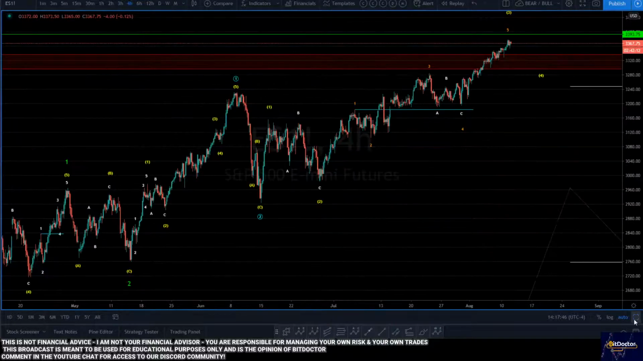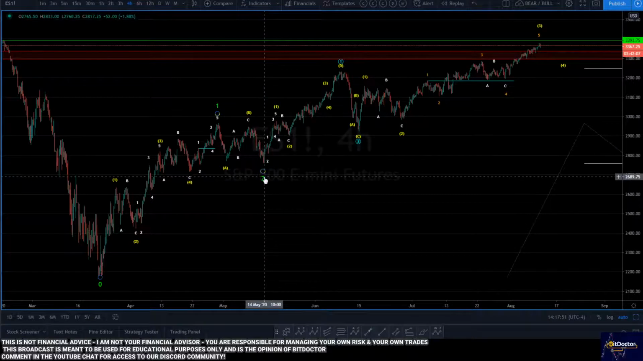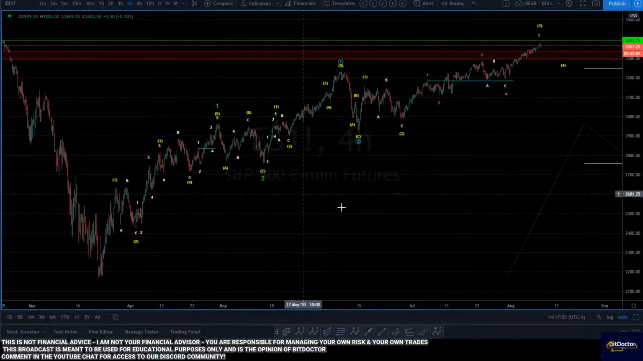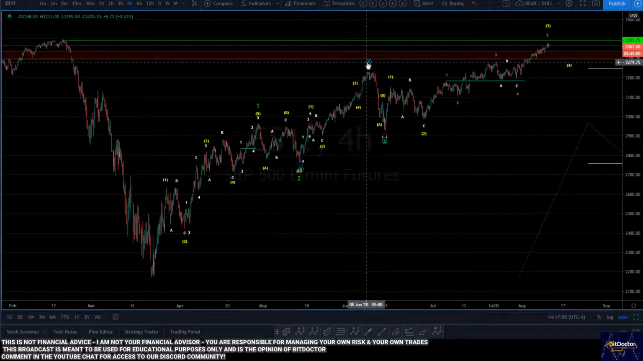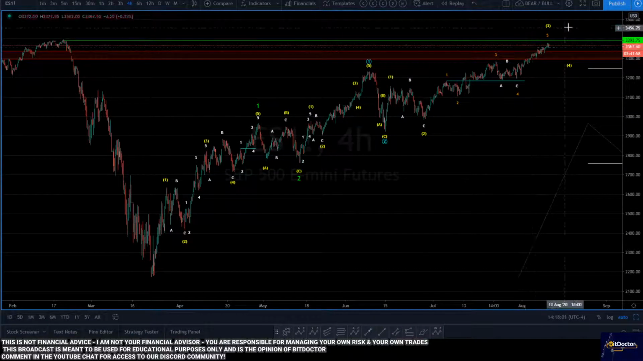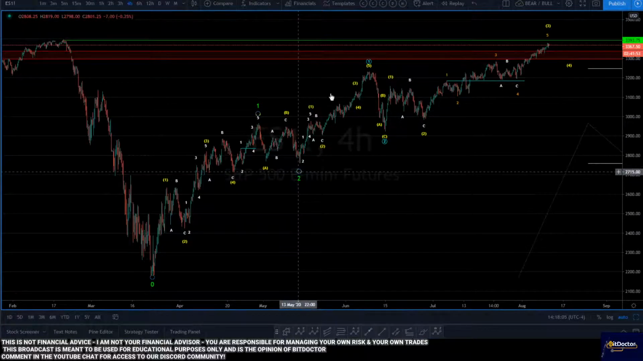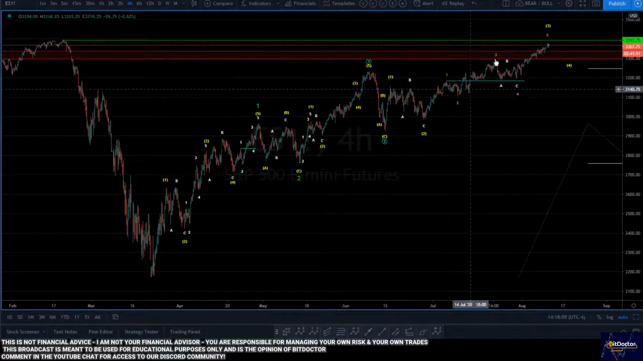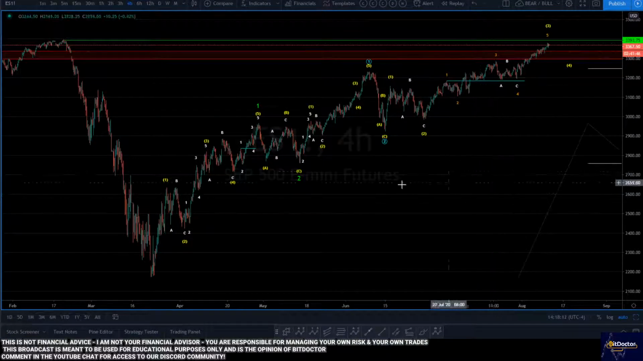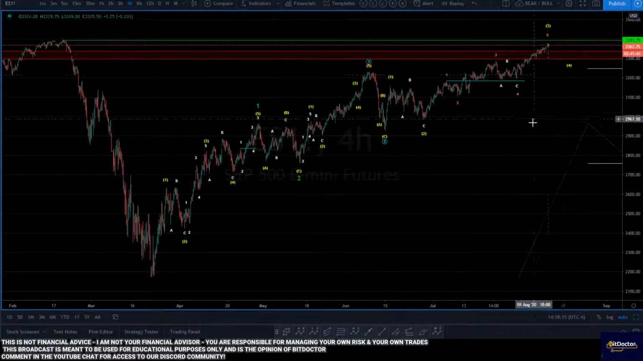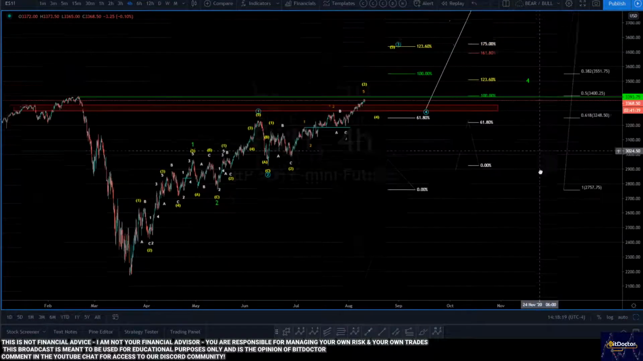The bull case is similar as far as the count, but instead of this being an A, B, I've got this labeled as a 1, 2. So basically what we've got here is a big 1, 2, another 1, 2, and a little 1, 2, and we're working on the 3. Now, from this 2, the count is the same. We've got a 1, 2, 1, 2, 1, 2, 3, 4, 5 into the 3. We go down for the 4, then we go up for the 5. But the bigger difference here is we're working on the wave 3. Okay, we're working on a wave 3, which means we have significantly higher to go.